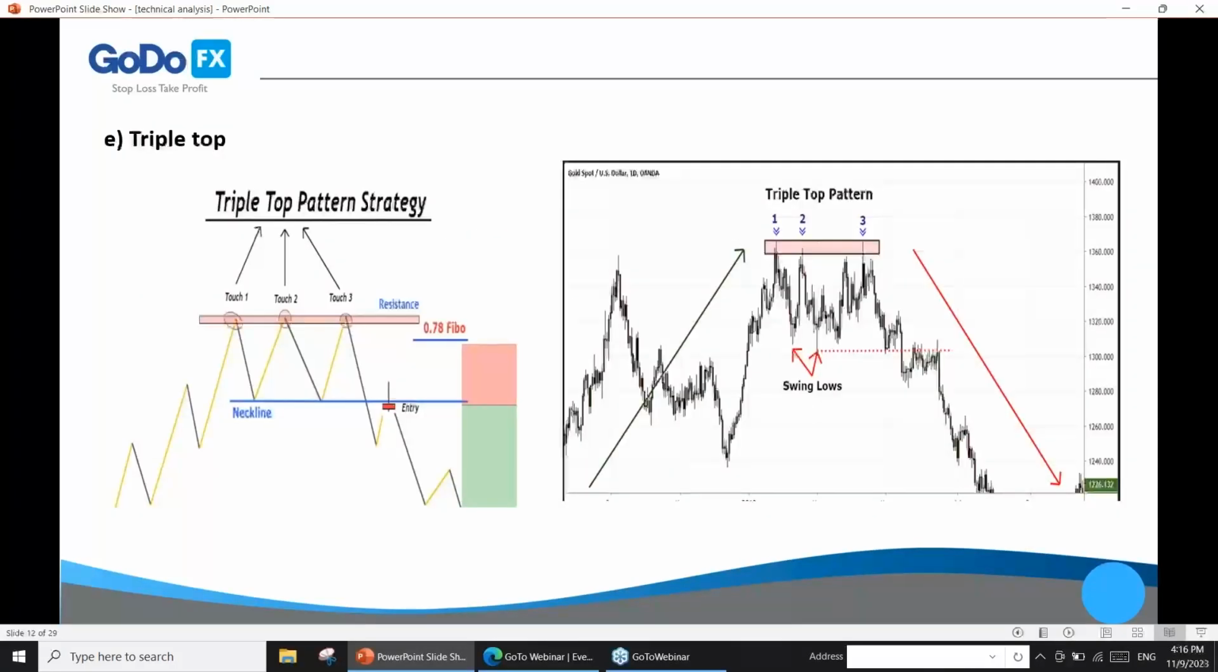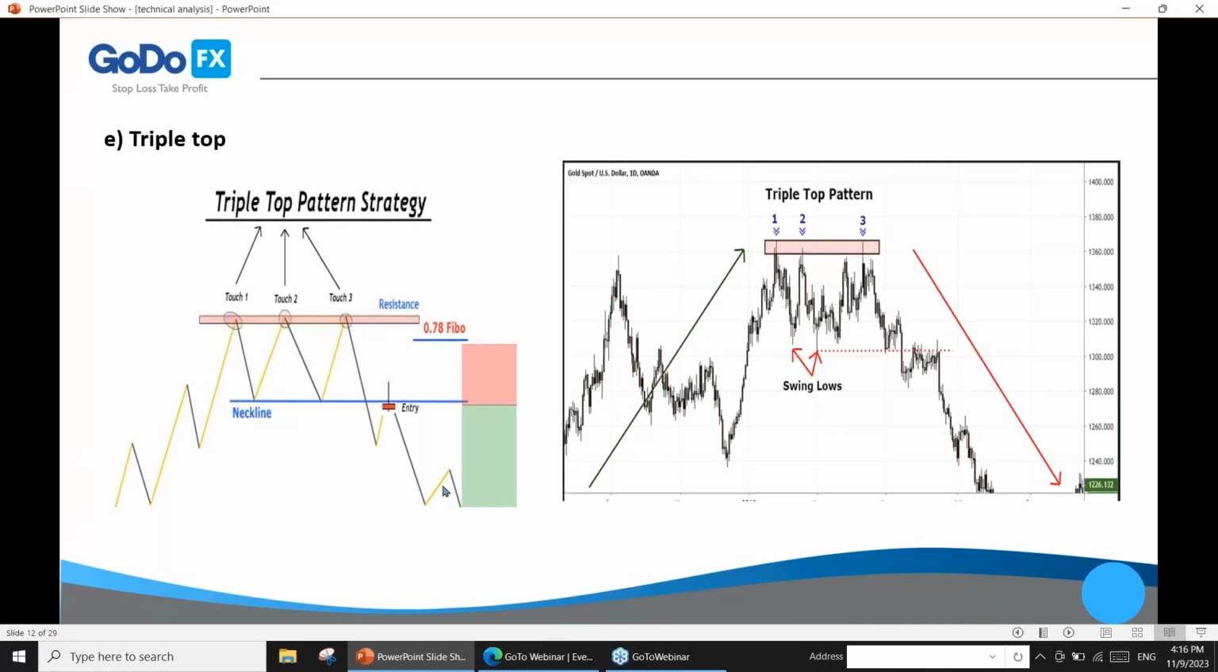Now concerning the triple top, which is a bearish reversal pattern that forms after an uptrend and signals a potential reversal from bullish to bearish. So here we have 3 peaks. This is the difference between it and the double top. Here we have 3 peaks. It comes after an uptrend, and after it we're gonna have a downtrend.